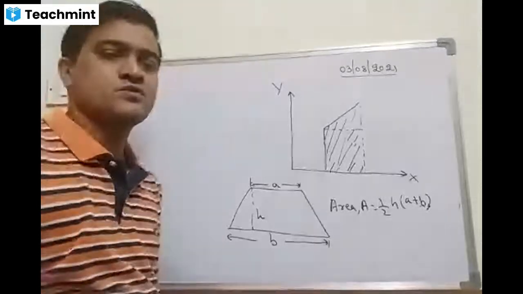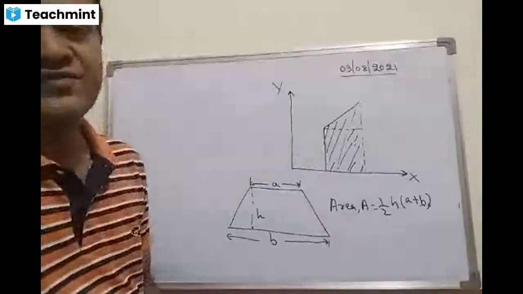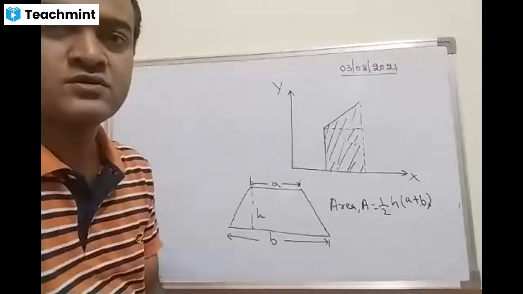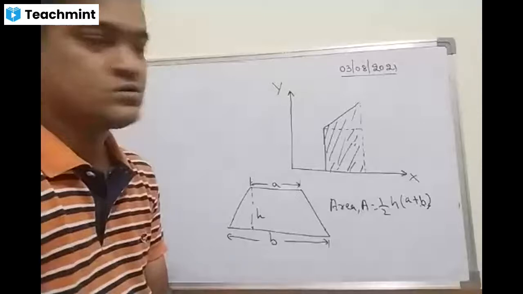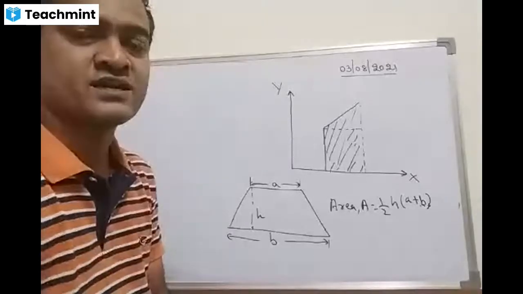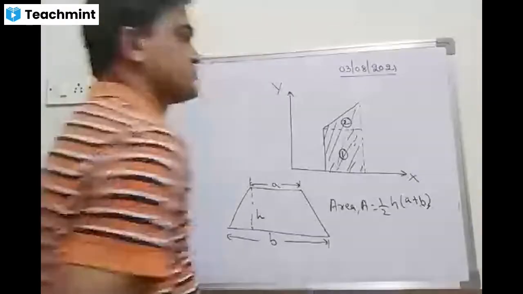Okay. So half H into A plus B is the area of this trapezium. Or in another way, I can split the trapezium into two: one is a rectangle, the other one is a triangle, right? So two geometric figures. This one is part 2. Part 1, shaded area.